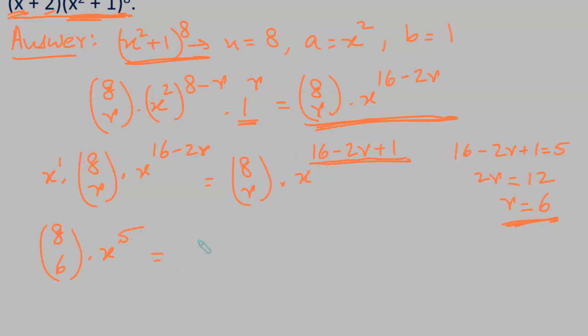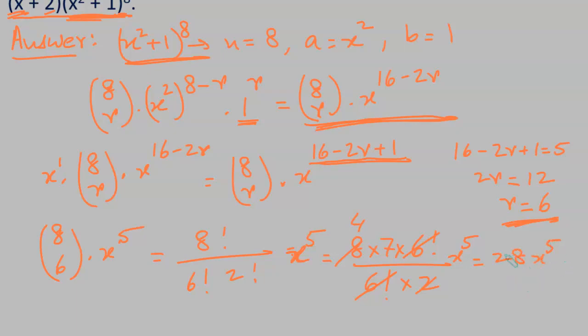And what is 8C6? 8 factorial over 6 factorial times 8 minus 6, that is 2 factorial, times x to the power of 5. That is equal to 8 times 7 times 6 factorial over 6 factorial, and 2 factorial is 2. So this is x to the power of 5, which is equal to 28 x to the power of 5.